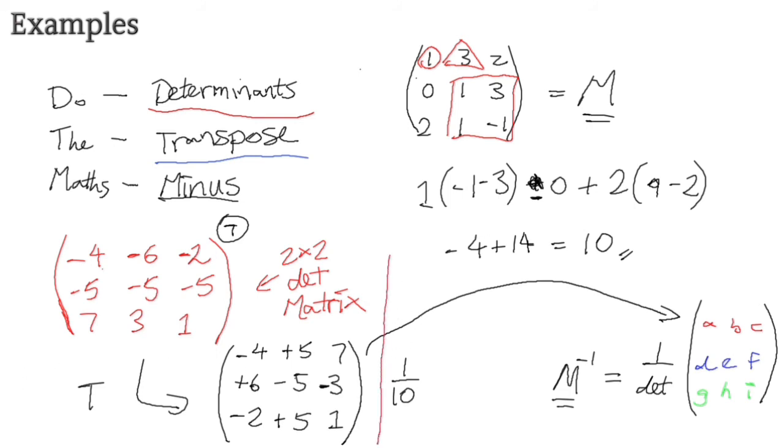Cut this off just to prevent confusion. 1 on 10 within minus 4, 5, 7, 6, minus 5, minus 3, minus 2, 5, 1. And yeah, this whole matrix in this factorized form is the inverse matrix m to the minus 1.